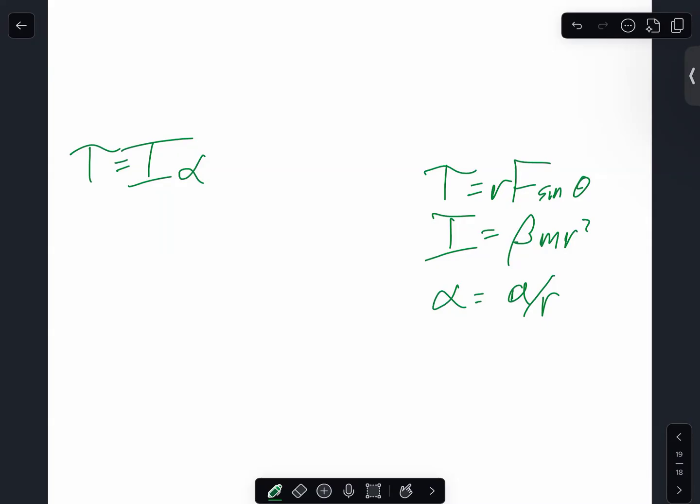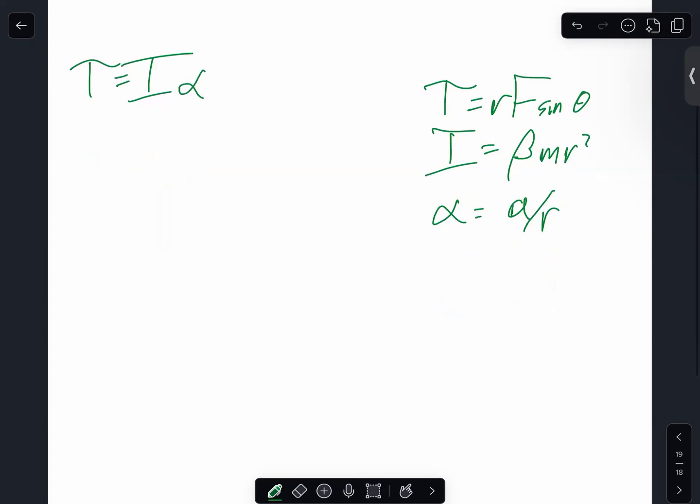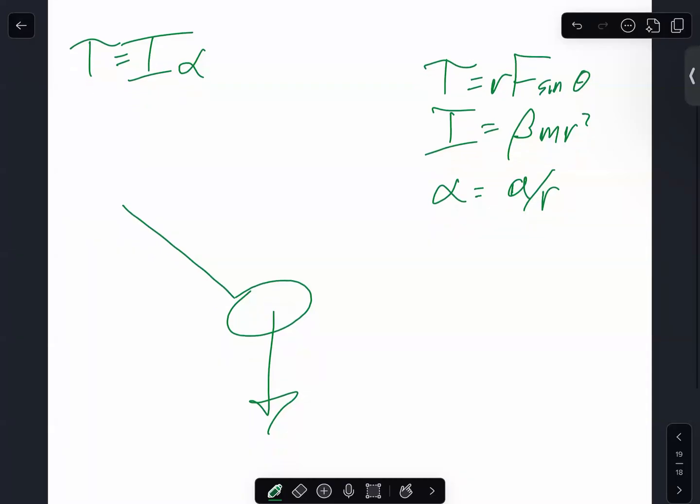For instance, let's do each of these terms as we go along. Here is a pendulum. This is Bob. The pendulum has a force on him, 2 forces actually, but the tension force does nothing. Tension force is just radial, not in the angular direction. So here is weight.